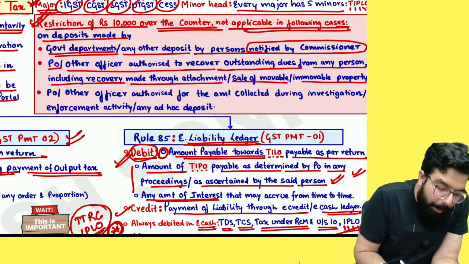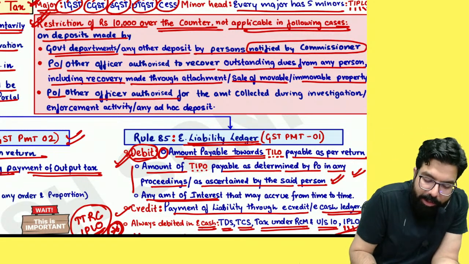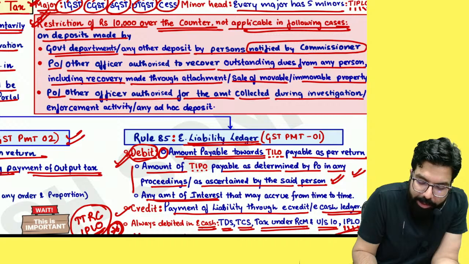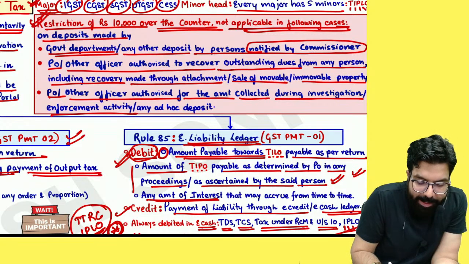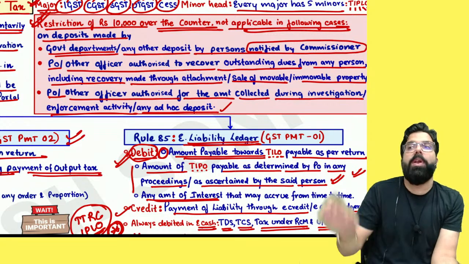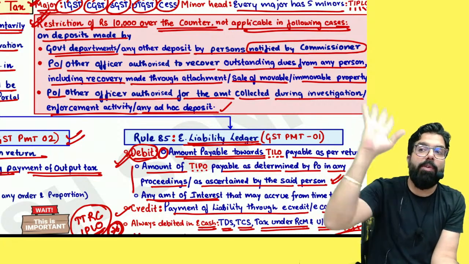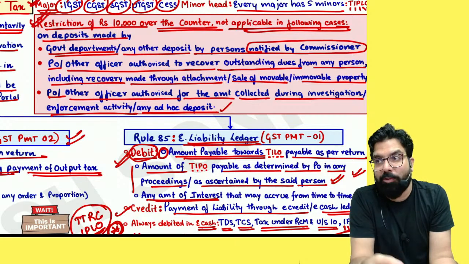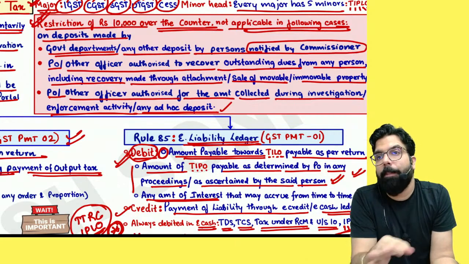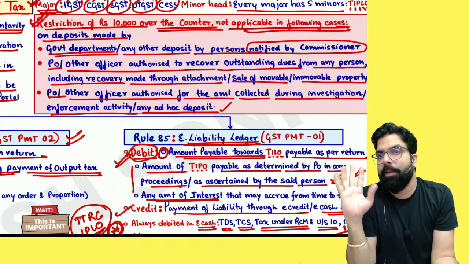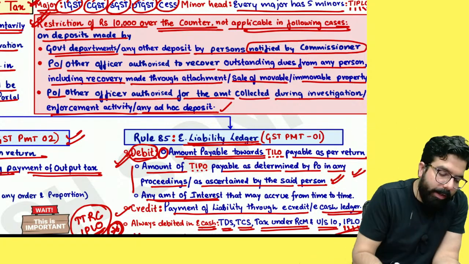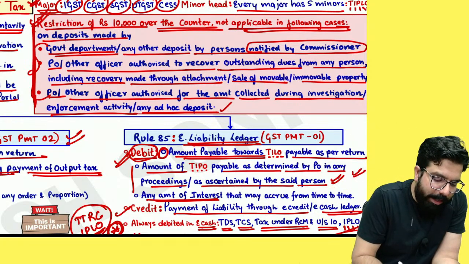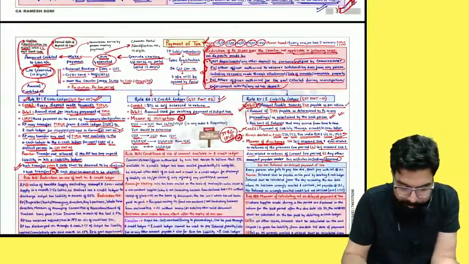Yes. Proper officer or any other officer authorized for the amount collected during investigation, enforcement activity or any other ad hoc deposit. For an example, one officer came to your premises during an investigation and found 10 crore rupees in your premises, which is actually the government's tax. Can that be deposited in cash also? Yes. Are we clear, everyone? What are the 3 scenarios when more than 10,000 can be deposited in cash?